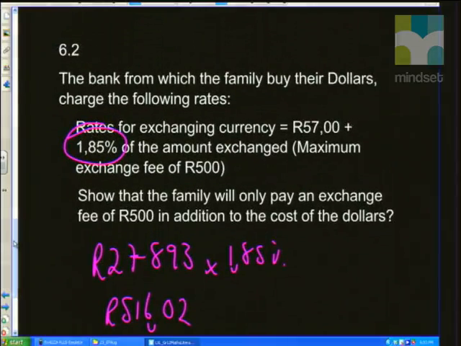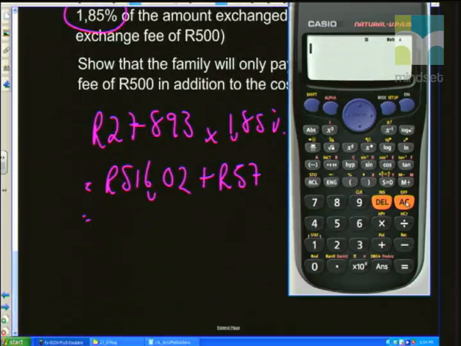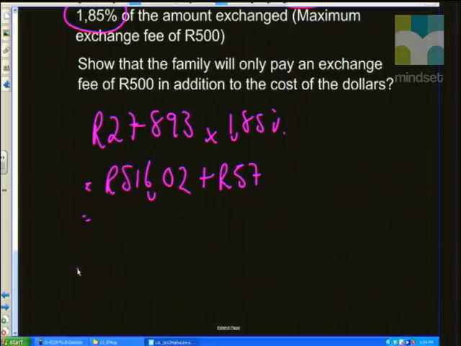No, because there's a further amount I've got to add on to that. And the amount I've got to charge is another 57 Rand. Yes, like they're making money out of us. So we're going to add another 57 Rand to that. So out comes this calculator, and we got 516 Rand and 2 cents. We're going to add 57 Rand, and we're going to get an answer then of 573 Rand and 2 cents.